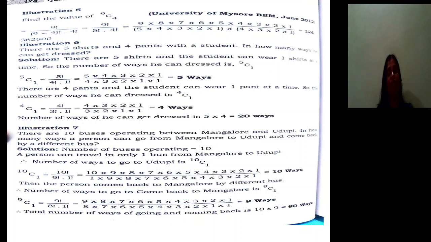Same problem we solve, particularly under permutation. So there are 10 buses operating between Mangalore and Udupi. In how many ways can a person go from Mangalore to Udupi?